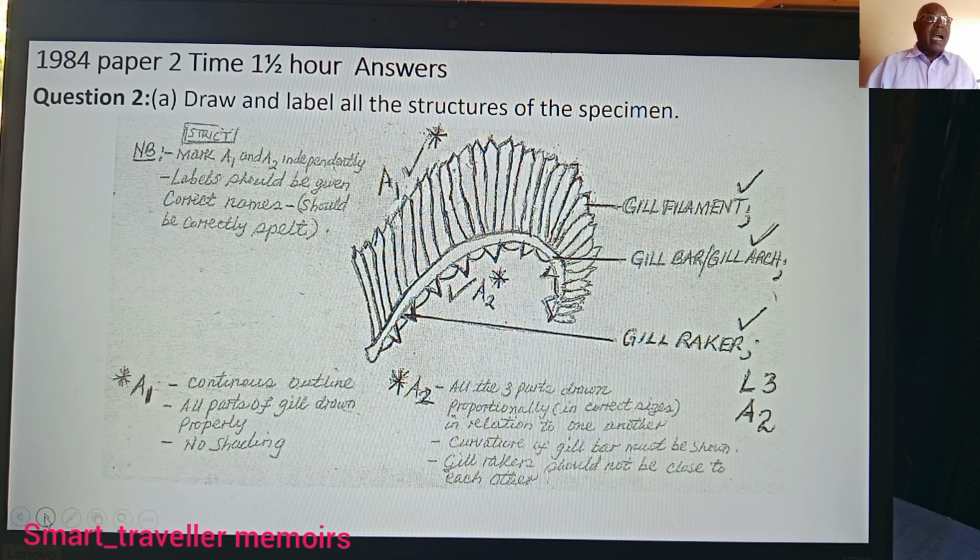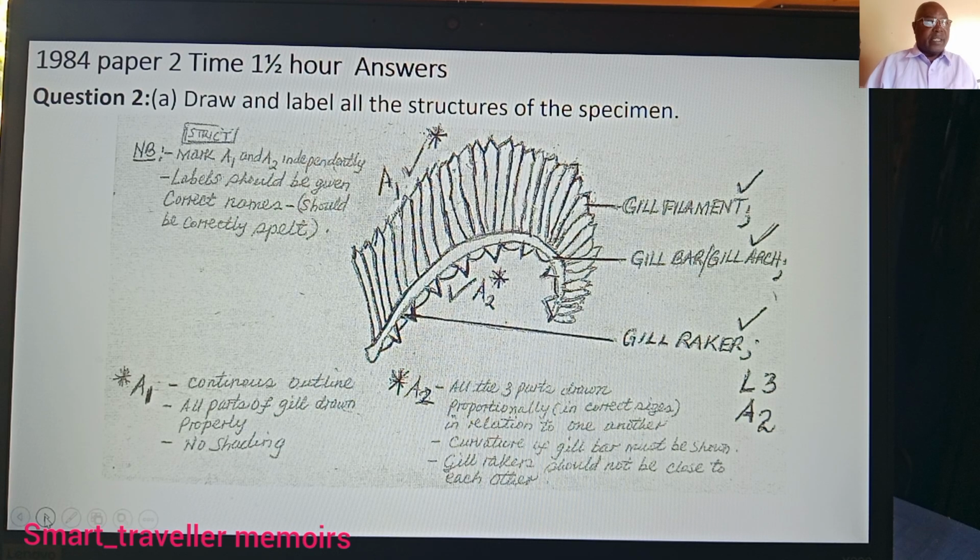So let's come to the way you are supposed to have marked this. Note, mark accuracy 1 and accuracy 2 independently. Labels should be given correct names or should be correctly spelled.